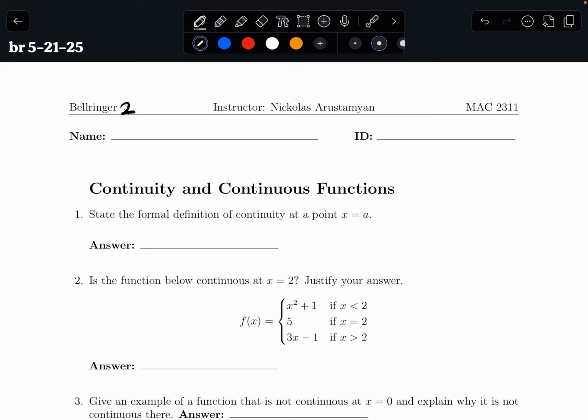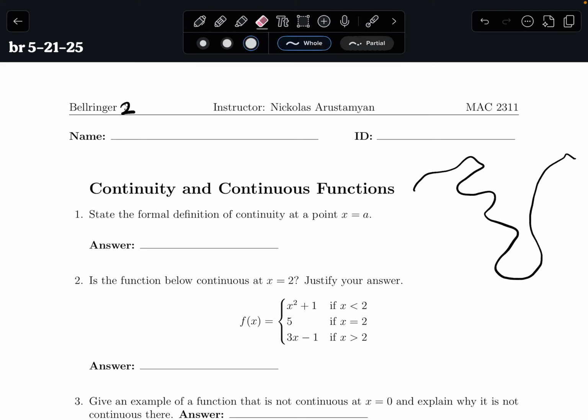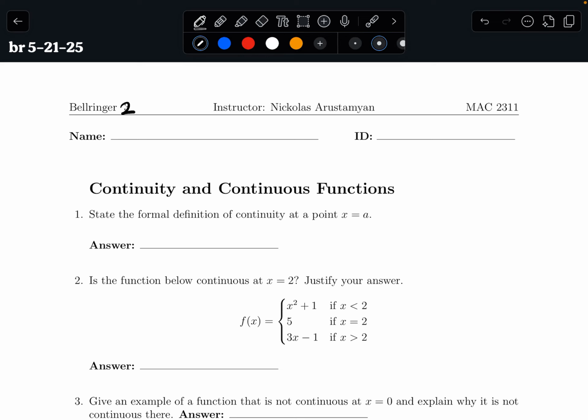So the first question says, state the formal definition of continuity at a point x equals a. Like I talked about in class, there is an epsilon delta type of definition, but we're not really going to talk about that in this class. We're focusing on the three-pronged definition of continuity that we'd seen in lecture. Intuitively, we know that continuity means you can draw without picking up your pencil, but there has to be some more strict conditions, and those conditions are as follows.